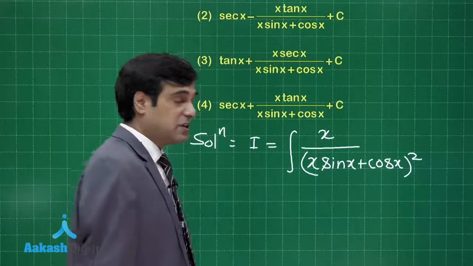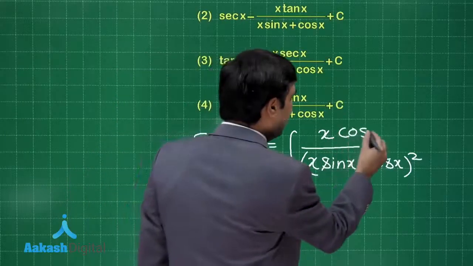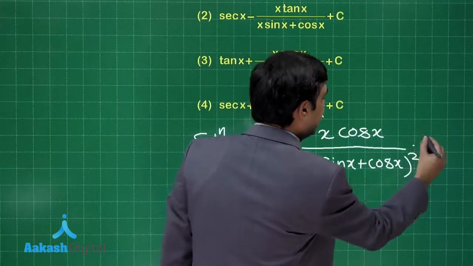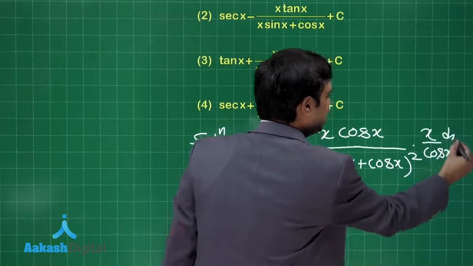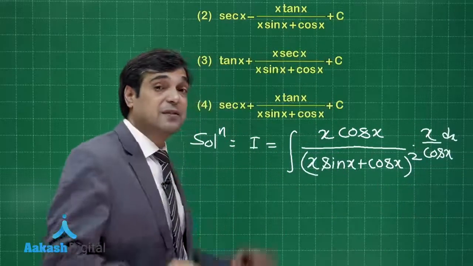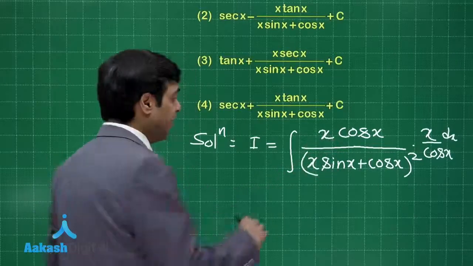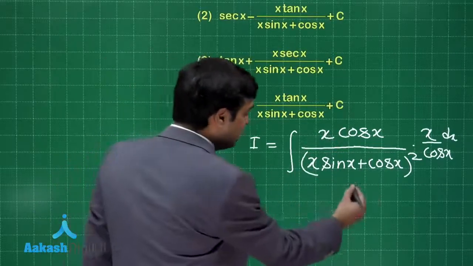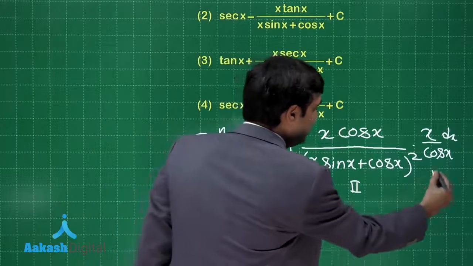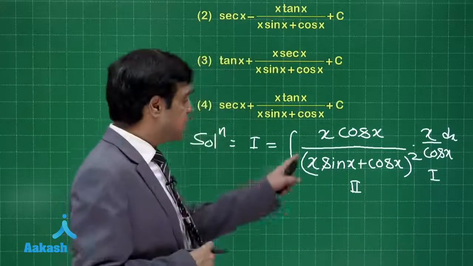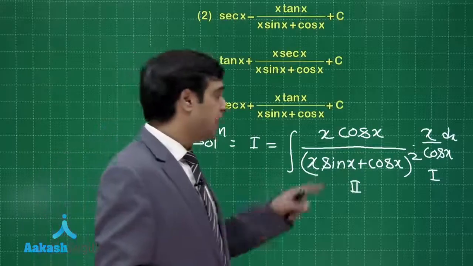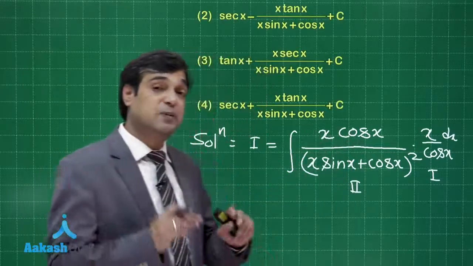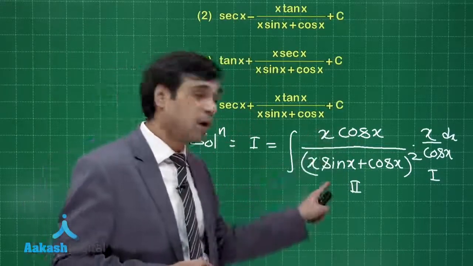What we used to do for this question, we multiply and divide by cos x and we write here x upon cos x dx so that we can count it as two functions, right? And we can apply by parts. This function is the second one and this one is treated as the first one. Because when you say x sin x plus cos x is t, its derivative comes to be x cos x dx, this becomes dt. So this term is dt upon t.